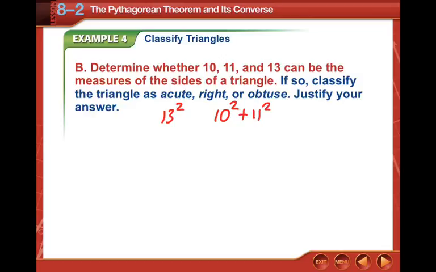So now we square these numbers. 13 squared is 169, 10 squared is 100, and 11 squared is 121. 169 on the left. 100 plus 121 is 221. Now we're not equal. 169 is less than 221, which means this is an acute triangle.